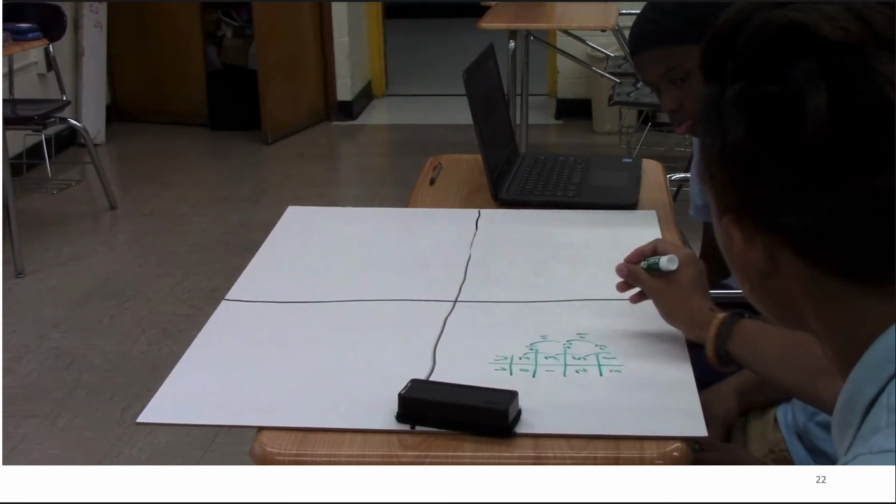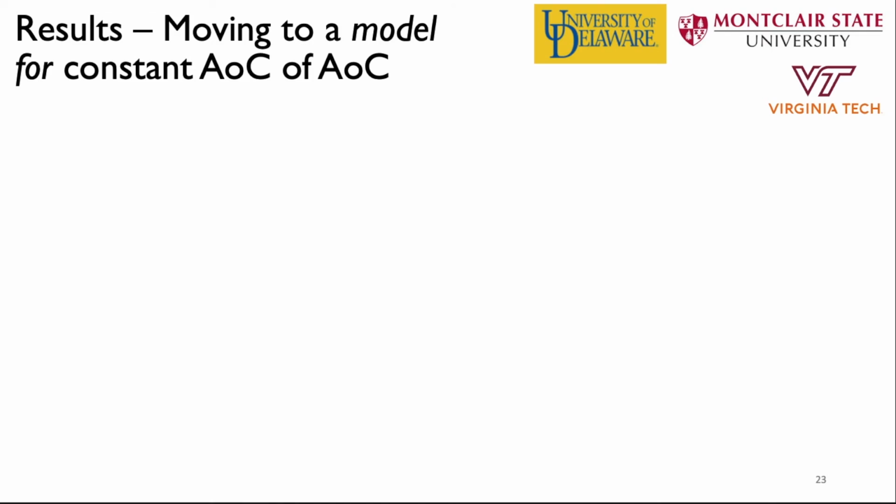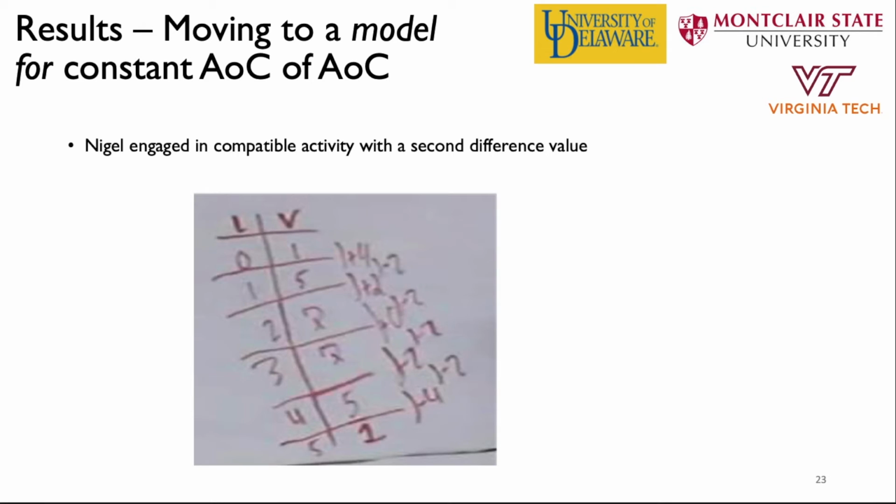Aaron here was able to find that the second quantity, the plus 1 and plus 2, to find the constant second difference of a value of plus 1. Using that, he realized the next first difference had a value of plus 3 to find his new volume value of 8. Nigel engaged in a compatible activity, finding the second difference value in order to complete the table to find new points.